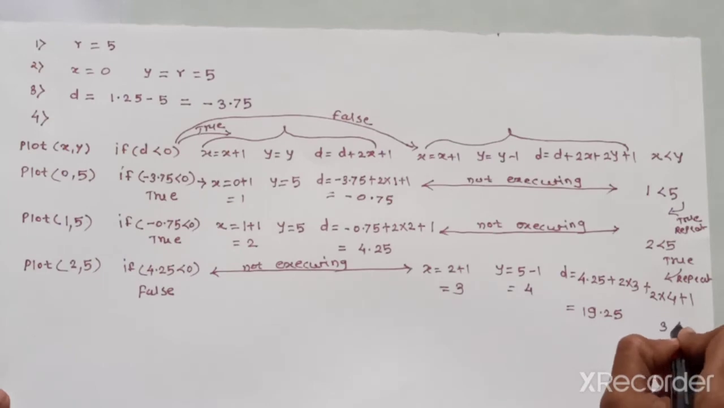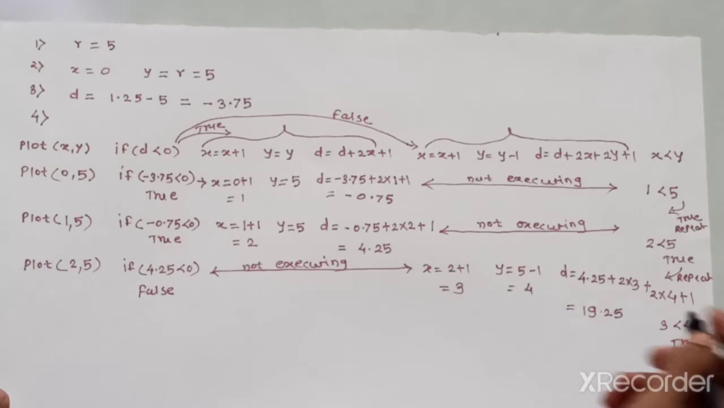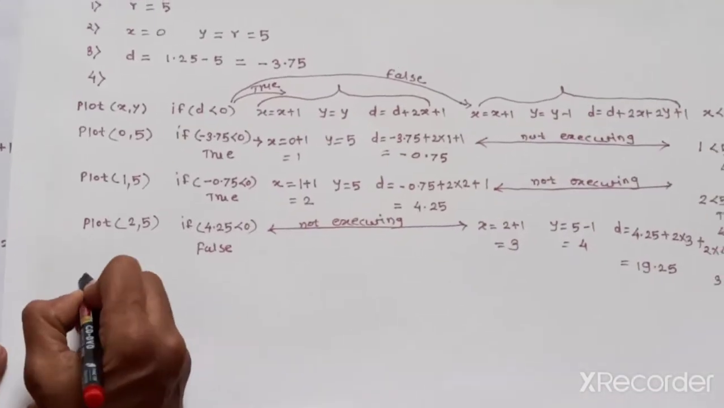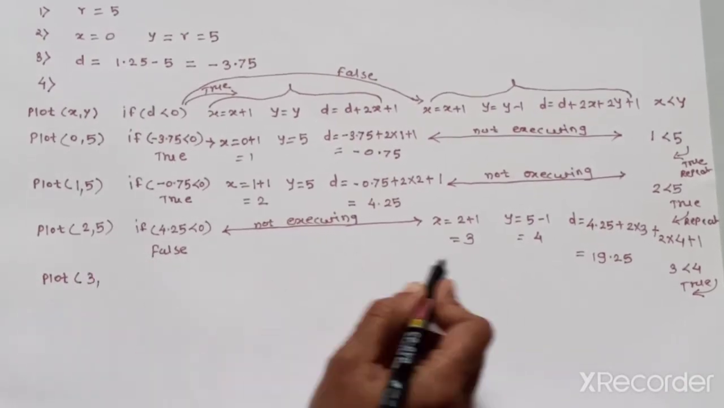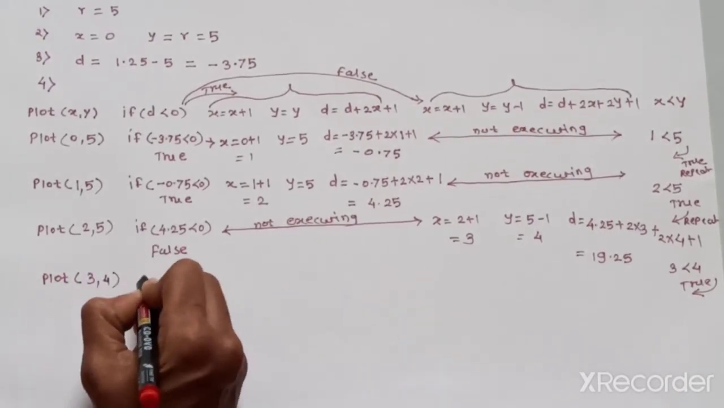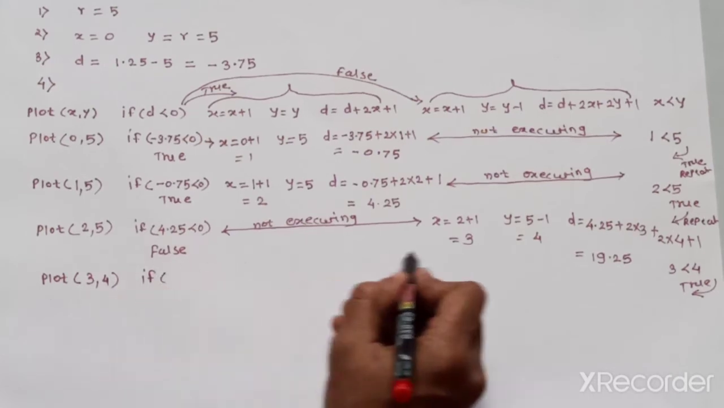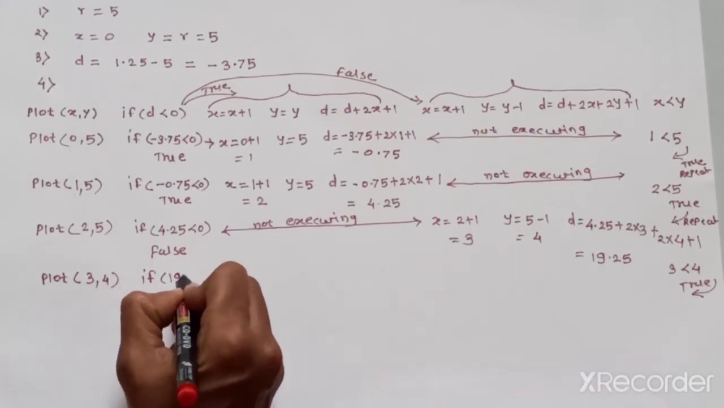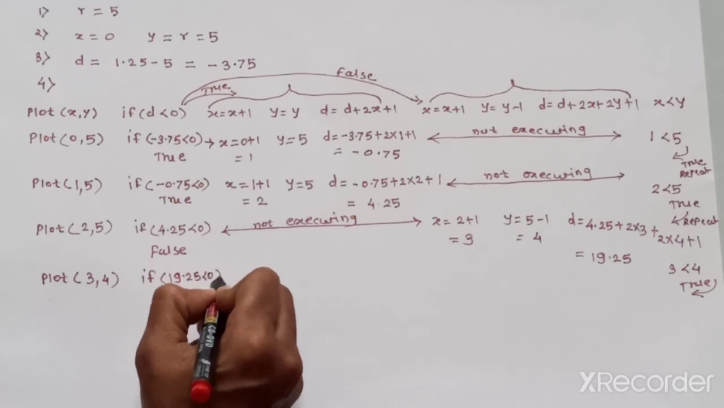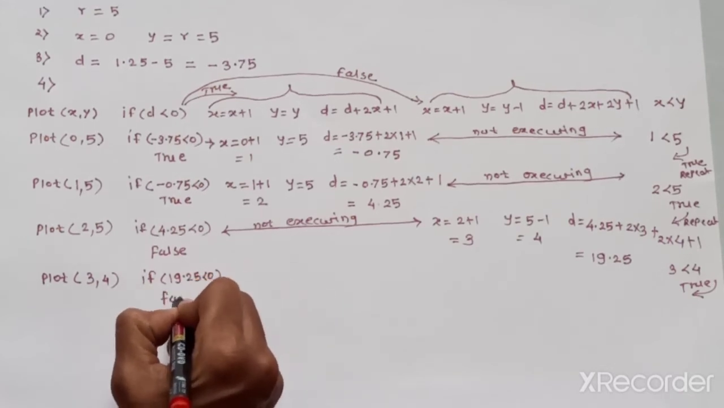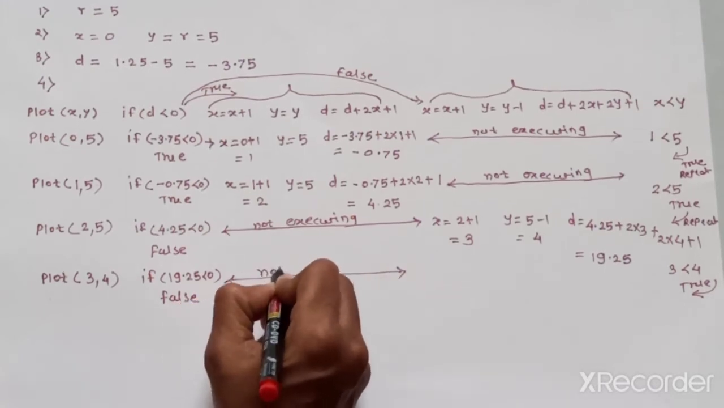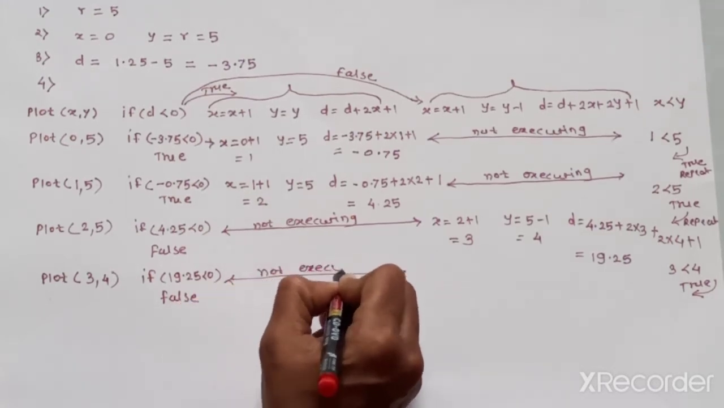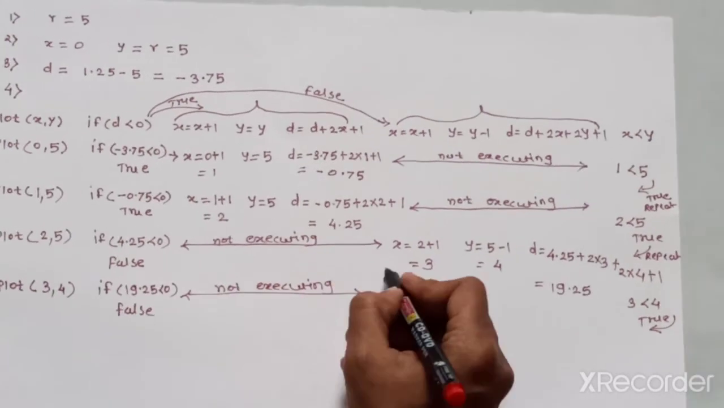So x is 3, less than y value 4. It is true. Means once again we have to repeat. So come back here. Plot x. What is the value of x? 3. Value of y as 4. Check here the decision variable value. If d, that is 19.25, is less than 0, this condition is going to be false. So the first loop is not going to execute. So mention here not executing. So go for the next step.